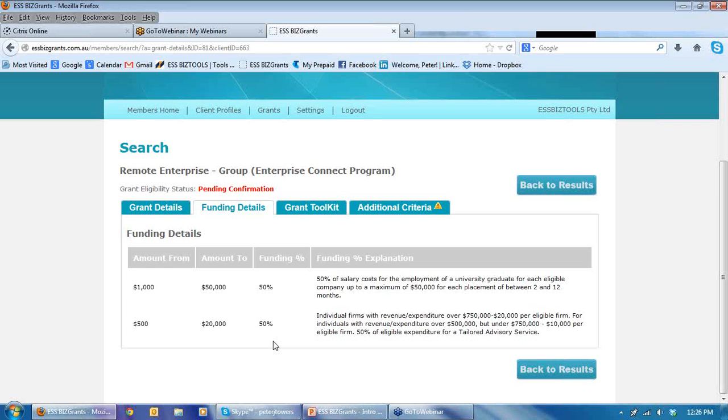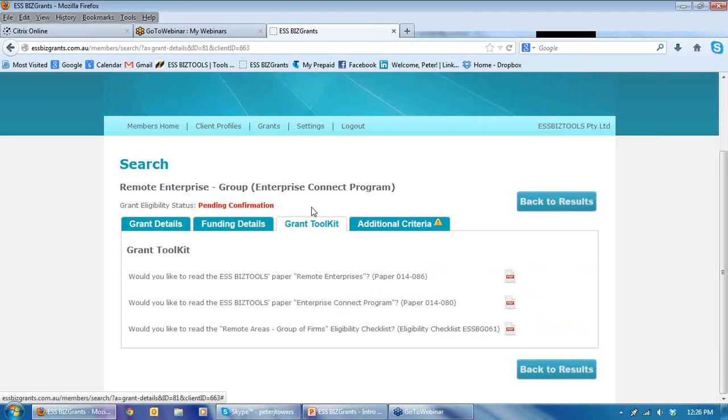So to be a member of a group in a remote location, your turnover only needs to be $500,000, and the group must have a total expenditure of over $2 million. So within the grant toolkit, you might want to look at a paper. We'll say that we want to look at the paper on how this operates.